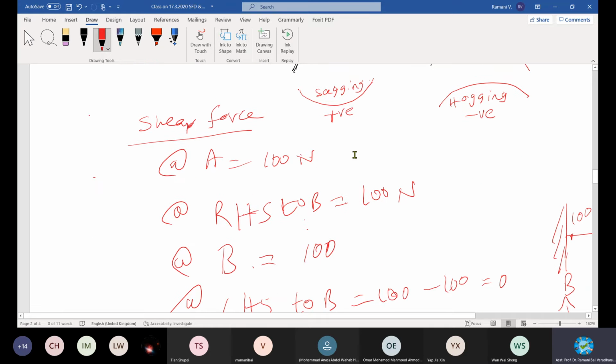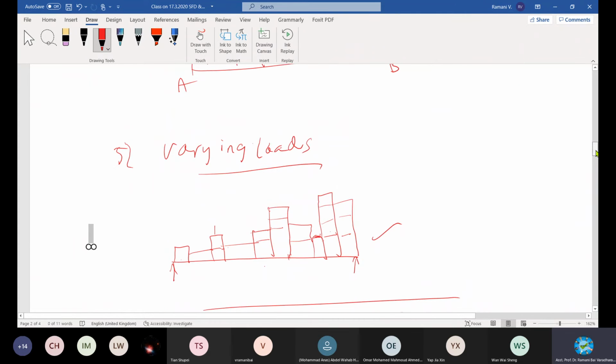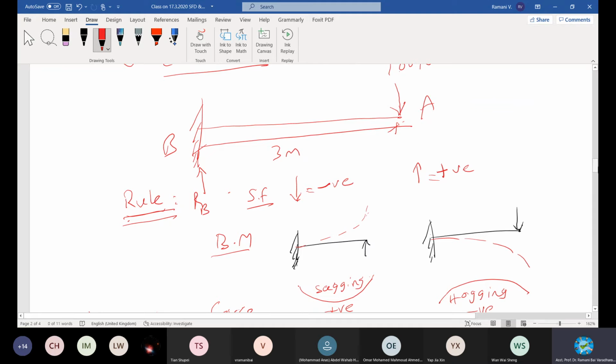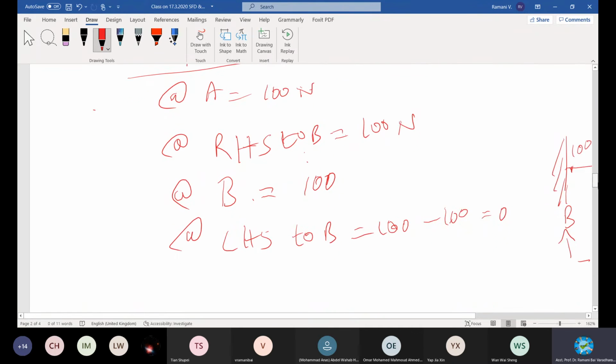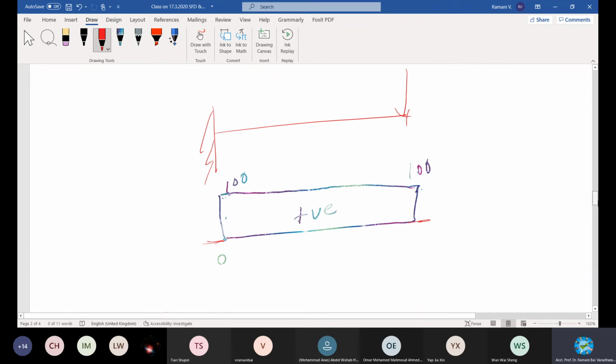What you have is a loading at A, left-hand to right-hand side to B, of 100 newtons. At the right-hand side, these are 100 newtons. And then B, one moment, I think these are all not needed.